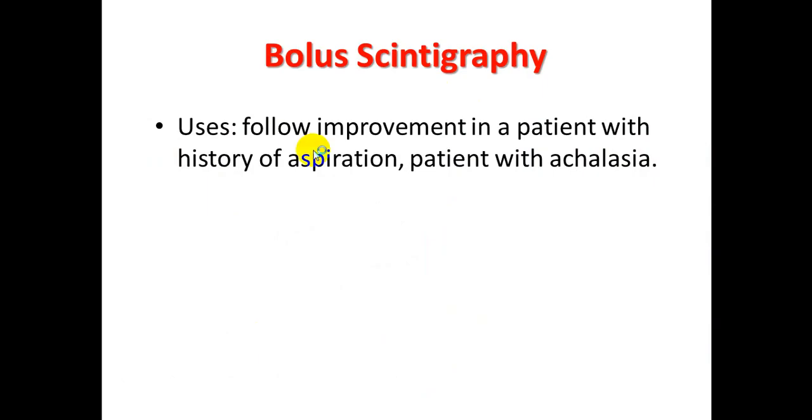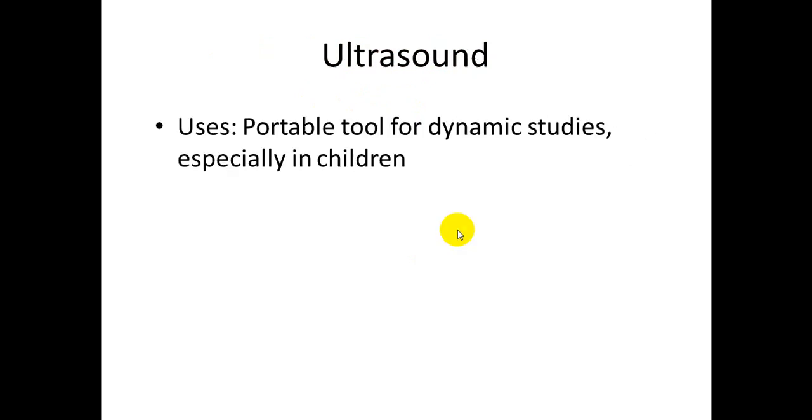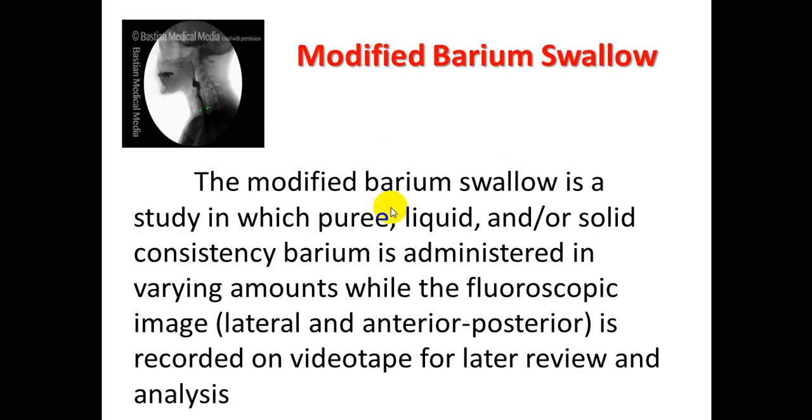Bolus scintigraphy is used to follow improvement in patients with a history of aspiration and patients with achalasia. The time for the bolus to move from one side to the other can be assessed by bolus scintigraphy, and to assess motility disorder of the esophagus. Ultrasound is usually a portable tool for dynamic study, especially in children. Ultrasound can also be used to assess any mass pressing on the esophagus from inside or outside.